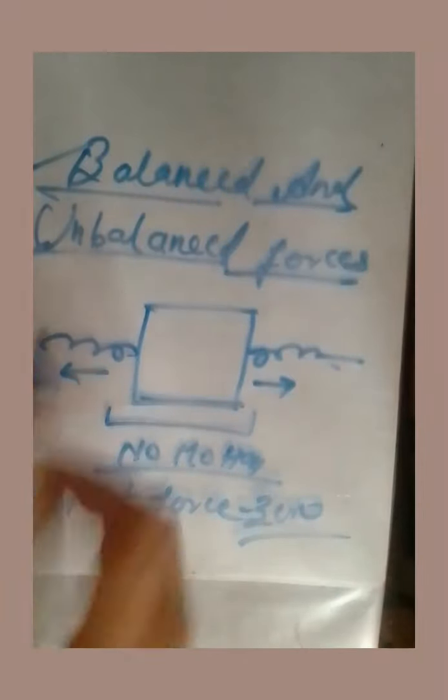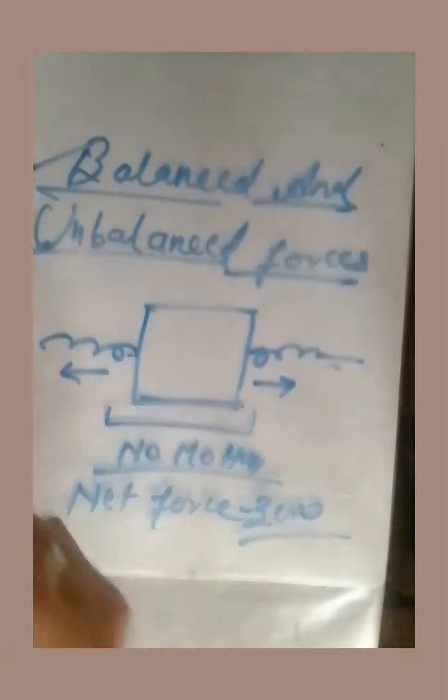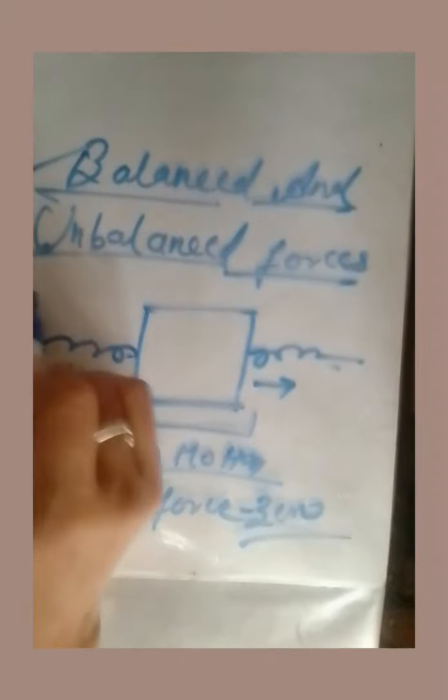And unbalanced forces, I told you, are when a net force comes out, just as in the example where we added F1 and F2. Okay, next we will discuss it in detail in the next video. Okay then, thank you.